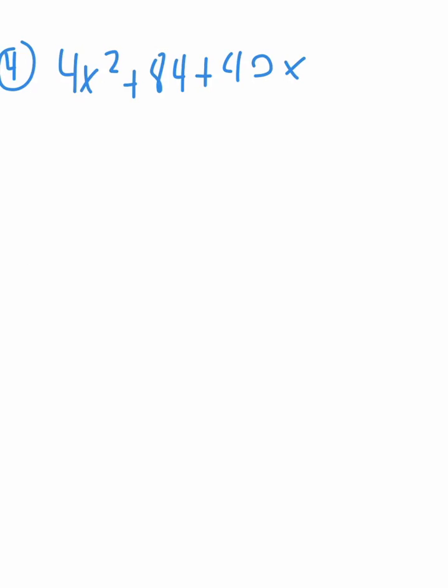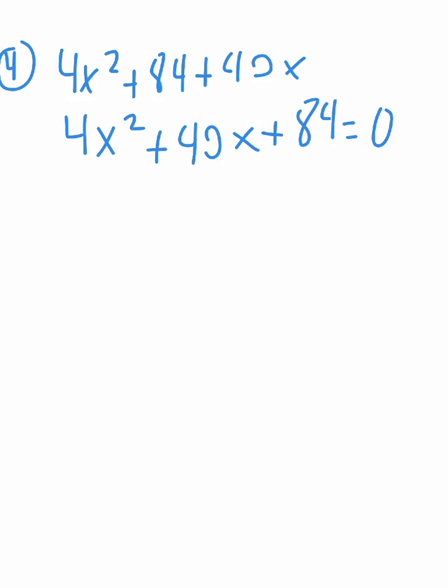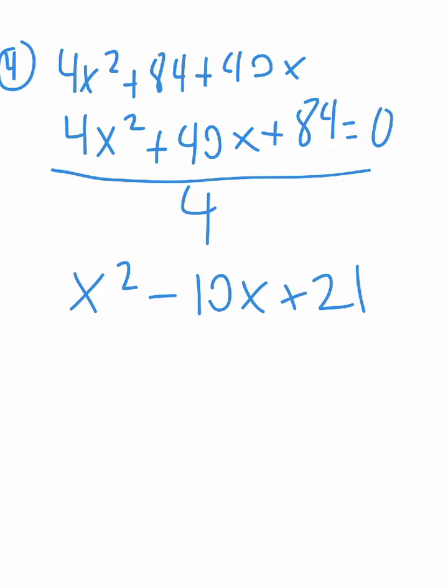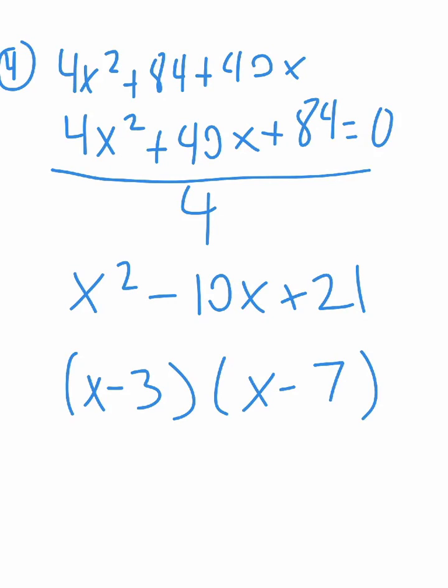On number 4, we have 4x squared plus 84 plus 40x. We can first start off by putting the numbers in the correct order. Now that you put it in order, you can now see that all the numbers can be divided by 4 from 4x squared. So you divide by 4 on all numbers. Now you factor x squared minus 10x plus 21. You are left with x equals 3 and 7.